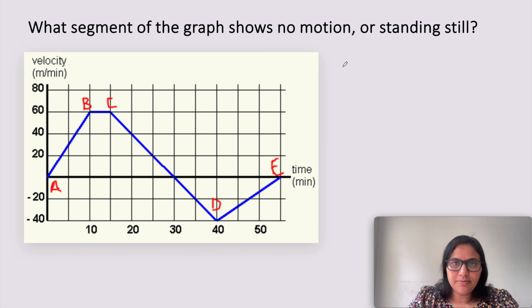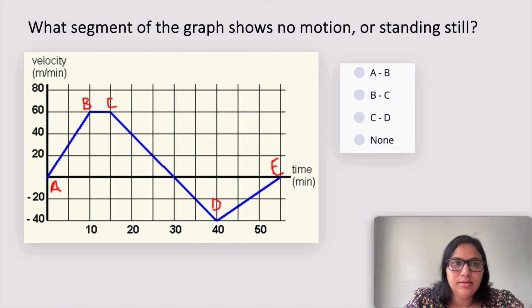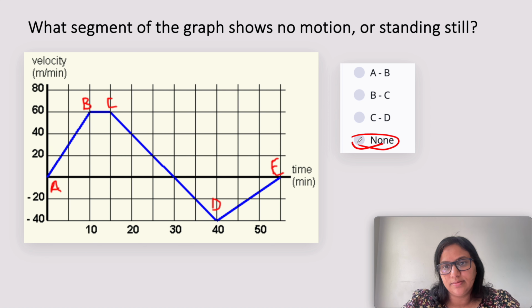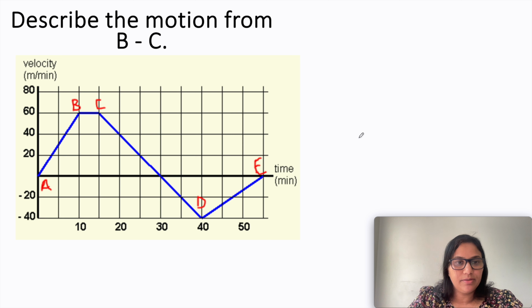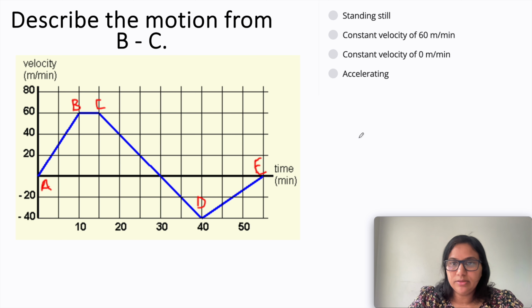What segment of the graph shows no motion or standing still? Here you can see AB, no. BC, it's constant velocity. CD, again it's slowing down and speeding up. Here the option is none. This is the answer. Next, describe the motion from B to C. So the object is moving with constant velocity at 60 meters per minute. The answer is the second option.